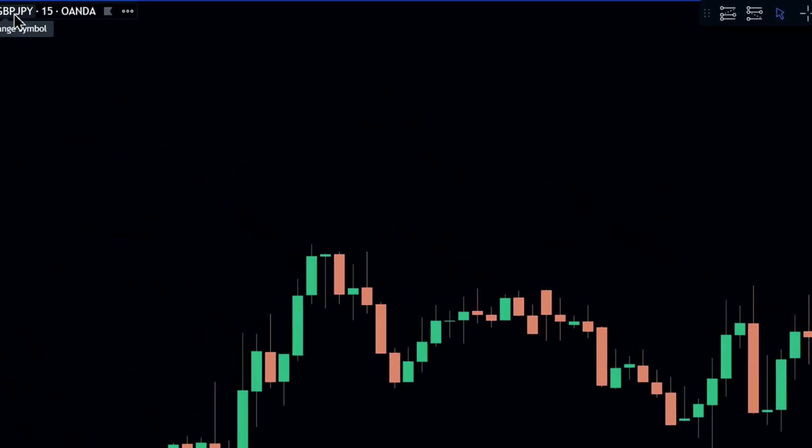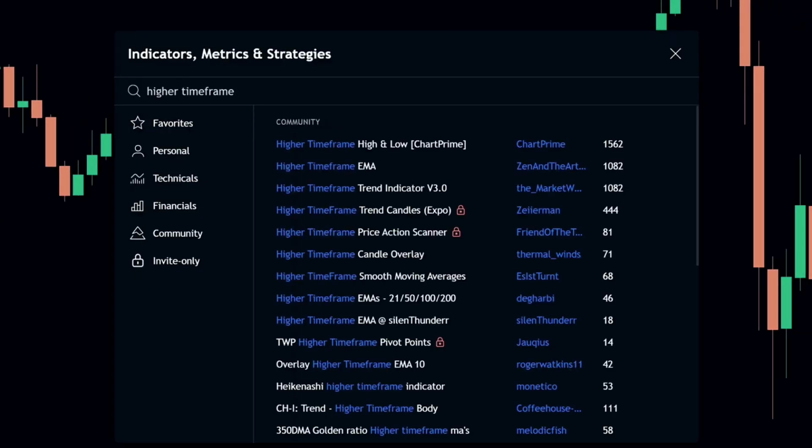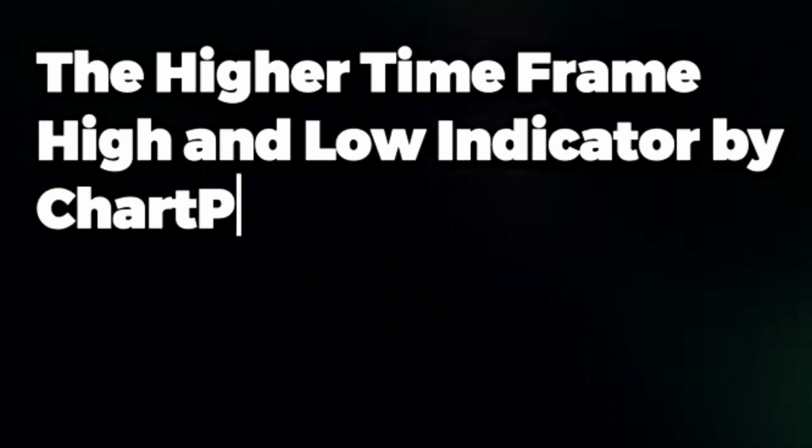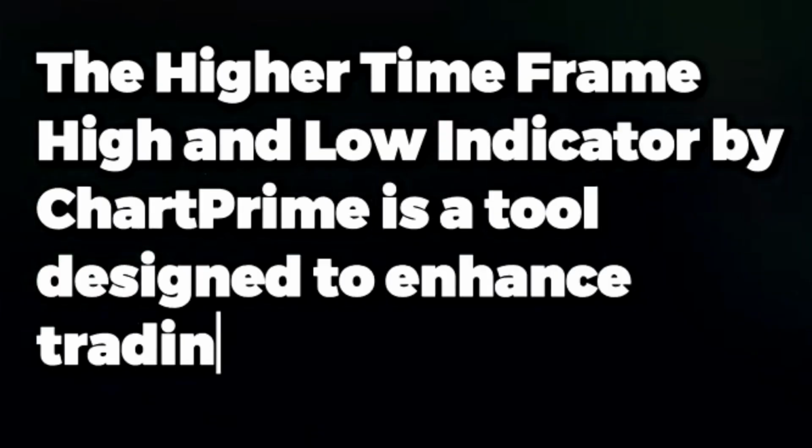Once you've got your chart set up, click on the indicators button and type in the name of this tool, which is called Higher Time Frame High and Low. You'll see it pop up. It's this one by Chart Prime. The Higher Time Frame High and Low indicator by Chart Prime is a tool that helps improve your trading by marking important price levels from higher time frames onto your current chart.